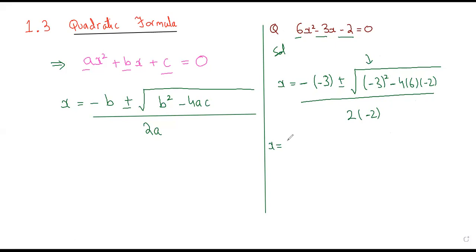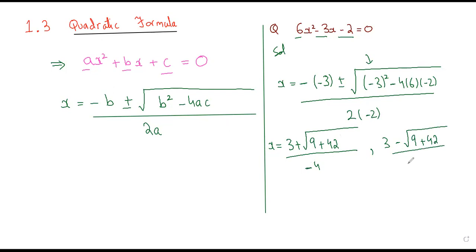This minus into minus would become plus. Then let's find it out with plus first. 9, minus into minus would become plus, 4 into 6 is 24, into 2 is 48, divided by minus 4. And the other one would be 3 minus root 9 plus 48 divided by minus 4.